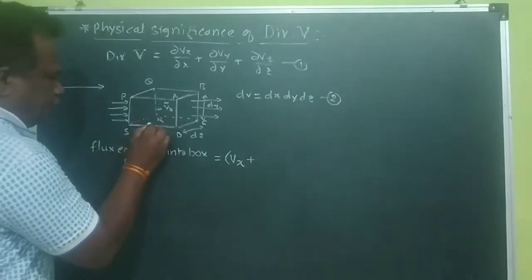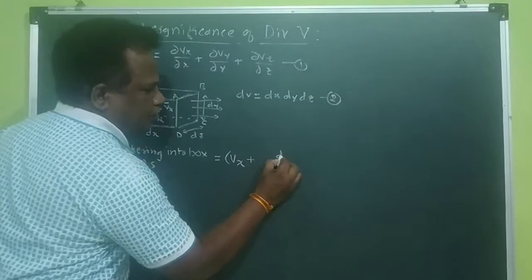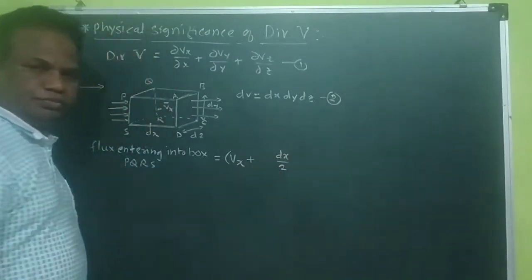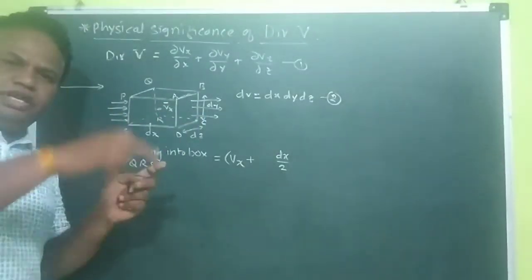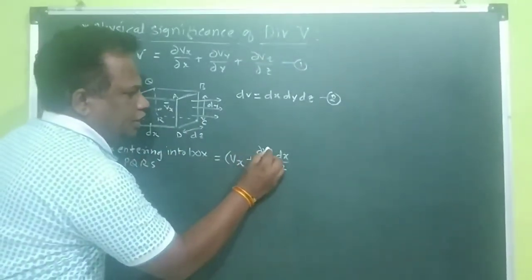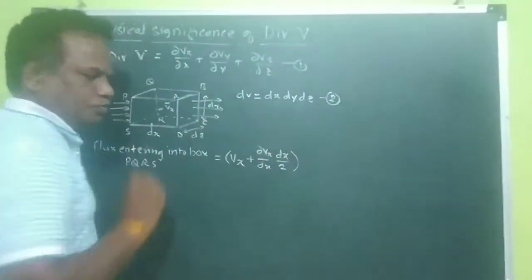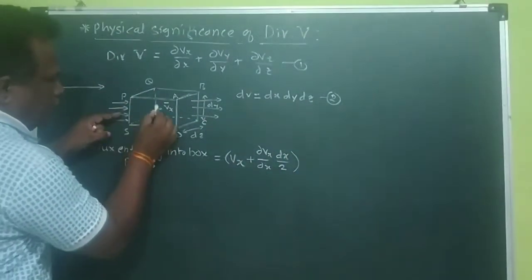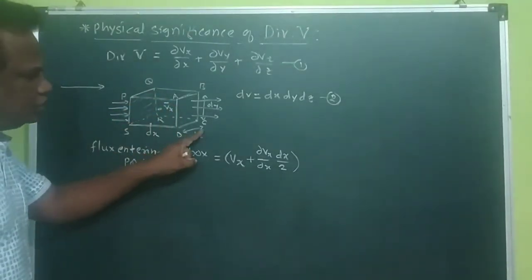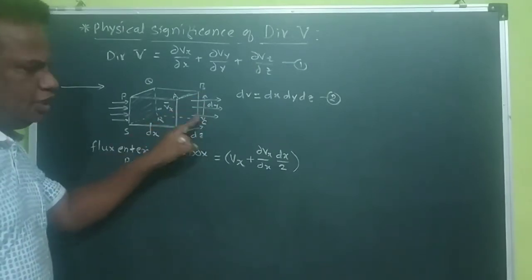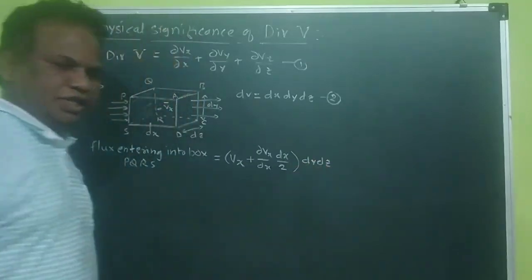And from the center, the distance is dx divided by 2. What is the variation of flux? Vx is varying; variation means dVx divided by dx. It is one line of force. What is the surface area of PQRS? PQRS having length dz and height dy, so dy dz. Can you understand this?